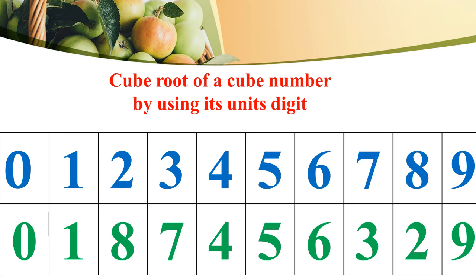If the cube number is ending with 6, the cube root will have 6 at units digit. If the cube number is ending with 7, the cube root will have 3 at units digit. If the cube number is ending with 8, the cube root will have 2 at units digit. If the cube number is ending with 9, the cube root will have 9 at units digit.